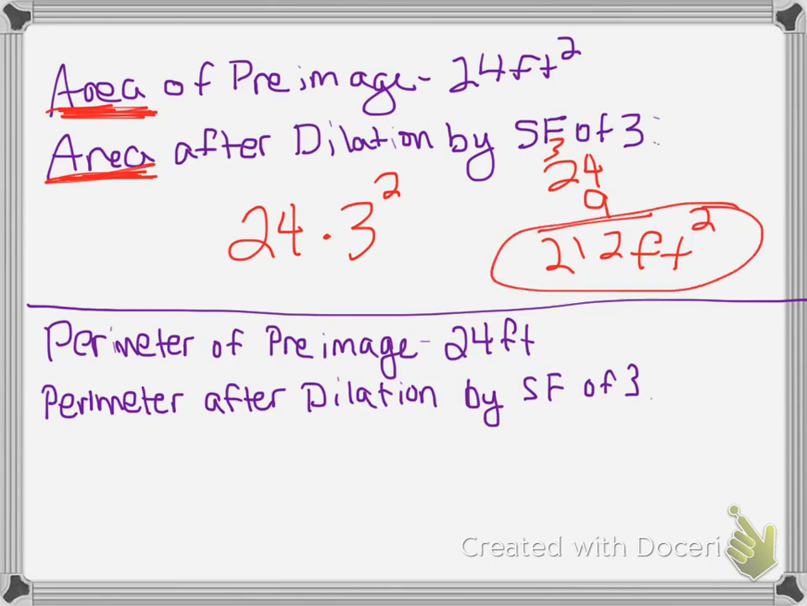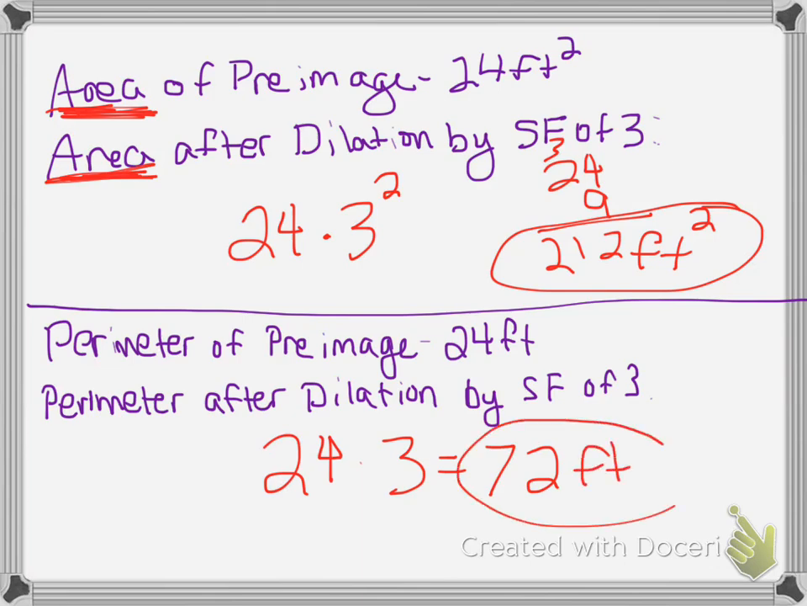Now, for the perimeter, you just multiply times the scale factor. So, for this one, we've got a perimeter of 24 feet. We're multiplying times 3 because it is a scale factor of 3. So, 24 times 3 gives us 72 feet.